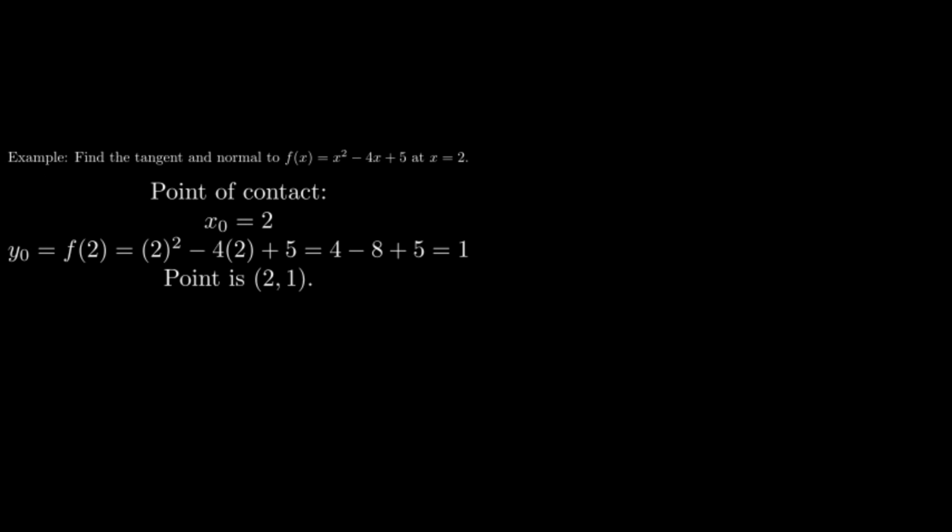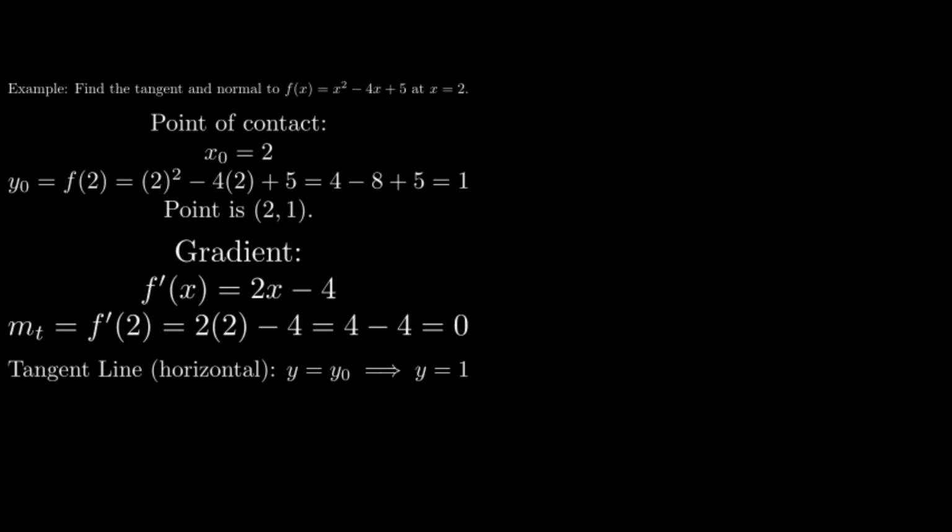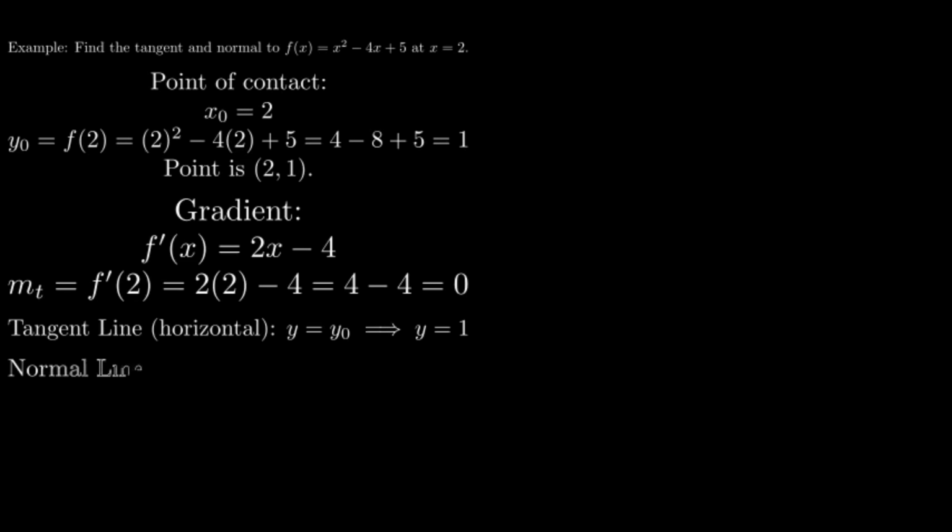Next, let's find the gradient of the tangent. The derivative, f prime of x, is 2x minus 4. Evaluating this at x equals 2, we get 2 times 2 minus 4, which is 0. The gradient is 0, just as we discussed. Since the gradient is 0, we have a horizontal tangent. Its equation is simply y equals the y-coordinate of our point, so the tangent line is y equals 1. The normal line must be vertical. Its equation is x equals the x-coordinate of our point, so the normal line is x equals 2.